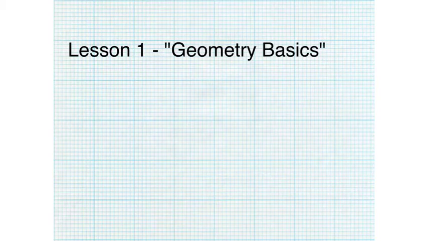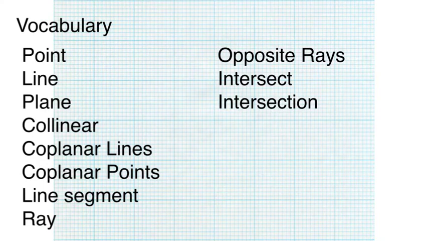The purpose of our lesson today is some specific vocabulary. Obviously there's a lot of vocabulary we're going to be defining today. If you can see, we're going to be identifying a point, line, plane, collinear lines, collinear points, line segment, ray, opposite rays, intersect, and intersection.